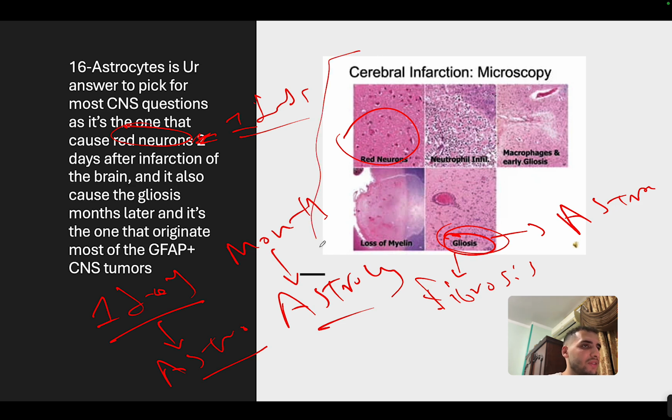And as you can see here, this is the cerebral infarction. At 1 day you would see red neurons, astrocytes. At 2 days you would see neutrophils, like any other organ that can have necrosis and inflammation. Then you would see macrophages, then you would see gliosis at the end.